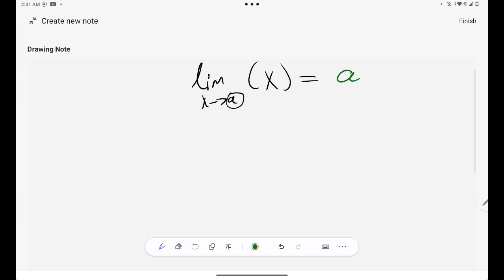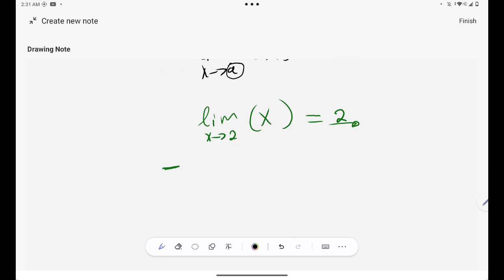Are you together? For example, let's say I have the limit of x as x approaches 2. This simply means I will substitute 2 whenever I see x. Are you together? So therefore my answer will be 2. Does it make sense?